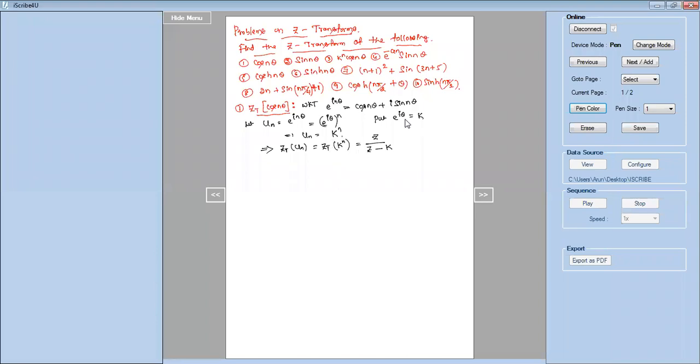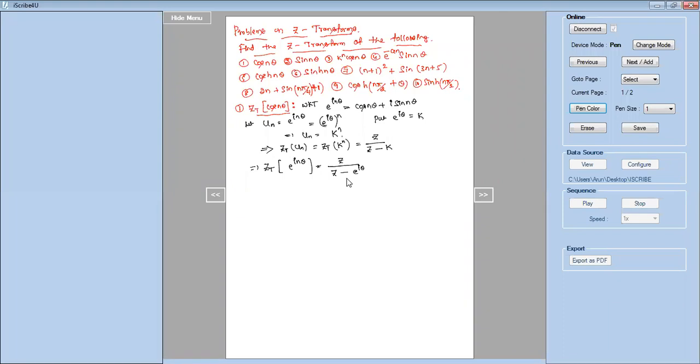But you know, k stands for e power I theta. If I substitute here, it becomes Z transformation of un in the left hand side. And what is un? It is e power I n theta. It equals z divided by z minus k. And what is k? k is e power I theta here. So Z transform of e power I n theta is equal to z by z minus e power I theta. Now I want to simplify this.